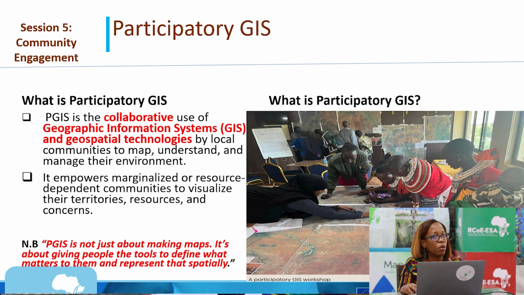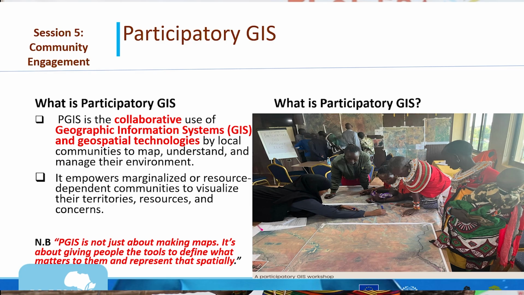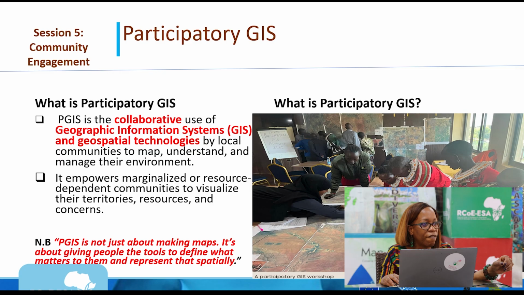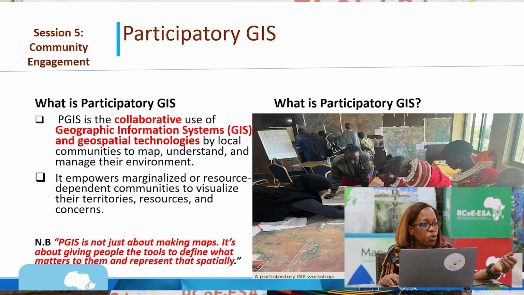So I'll take you through participatory GIS. What is participatory GIS? My colleague also looked through it, but I just wanted to give you a few highlights. First of all, it has to be collaborative, using geographical information systems and geospatial technologies by local communities to map, understand, and manage their environment. When you engage them in this, it empowers even marginalized or resource-dependent communities to visualize their territories. Remember, visualizing is a key issue. So participatory GIS is not about making maps. It's about giving people the tools to define what matters to them and represent that spatially.